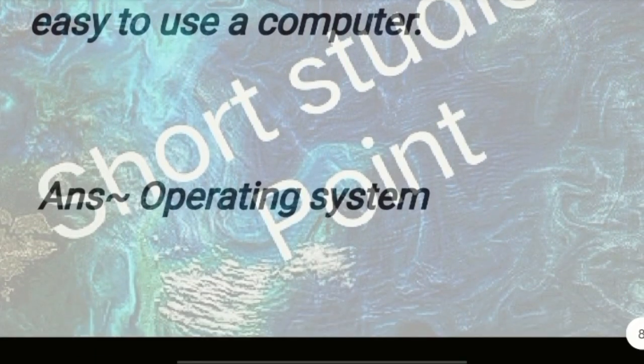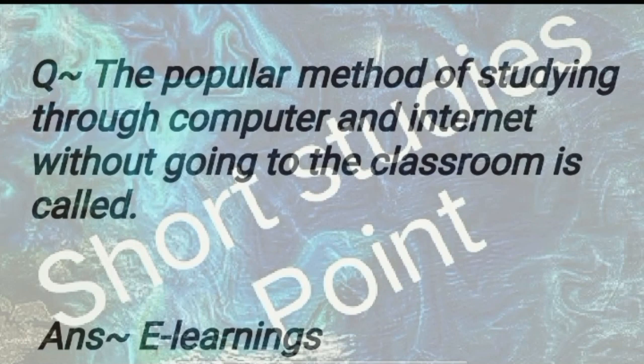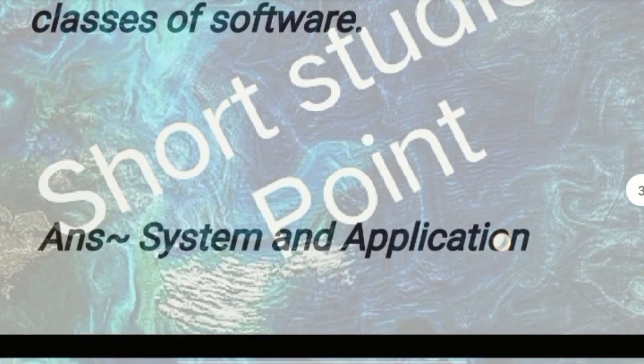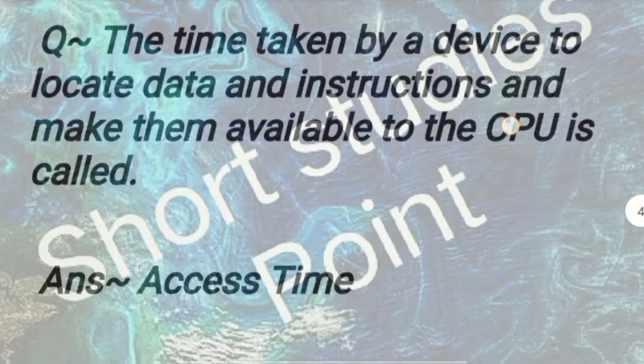Next question, dash is a program that makes it easy to use a computer. Answer: operating system. Question, the popular method of studying through computer and internet without going to the classroom is called: answer, e-learning. Next question, on CD you can: answer, reading and writing. Next question, dash, there are two major classes of software. Answer: system and application.